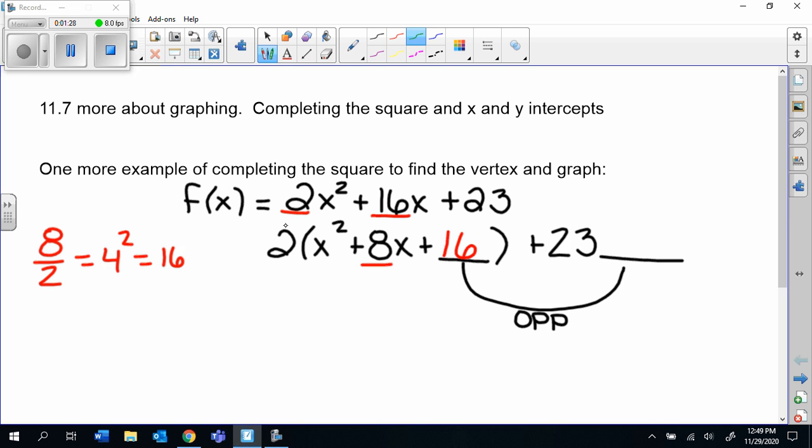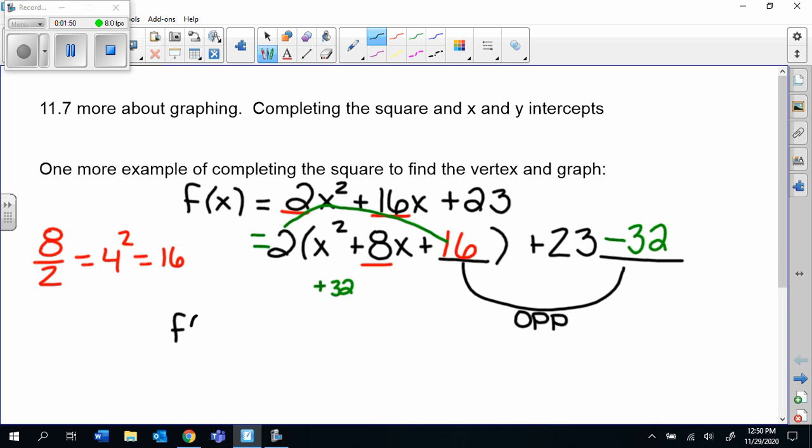But if I imagine myself distributing right here, 2 times 16 is really a positive 32. So in order to balance, since my equal sign is right here, and in order to balance my equation in the back here, I'm going to put a negative 32. And then I'm going to simplify everything.